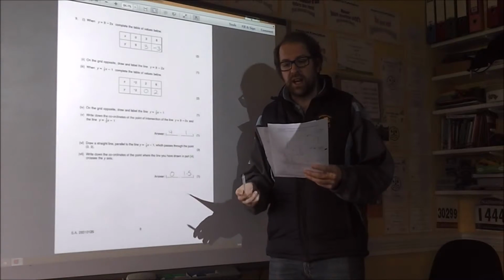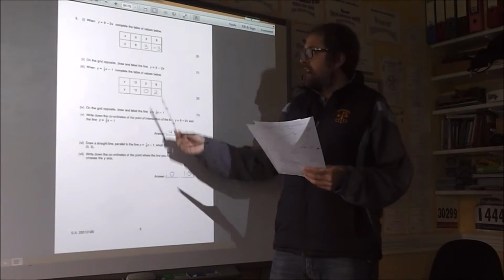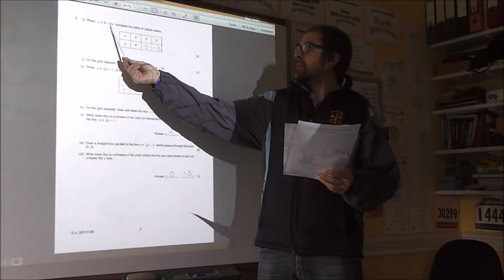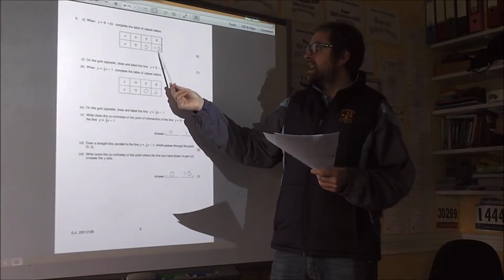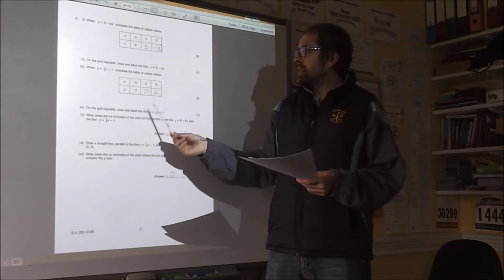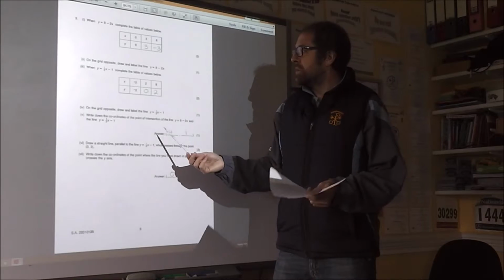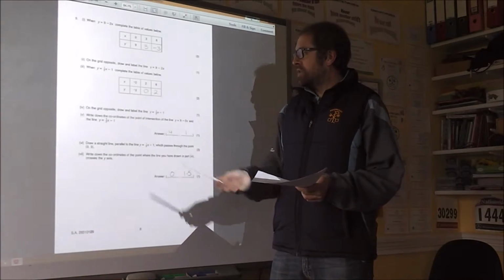Question 9 is straight line graphs. So we'll do this page first and we'll have a look at the lines. Fill in the table. 9 minus 2x, so it's 3 and negative 3. On this table, a half x minus 1, so a half of x, then take away 1, so we get 0 and 2.